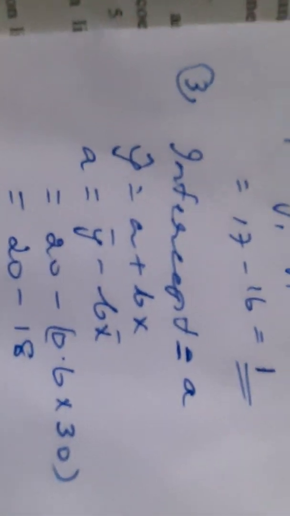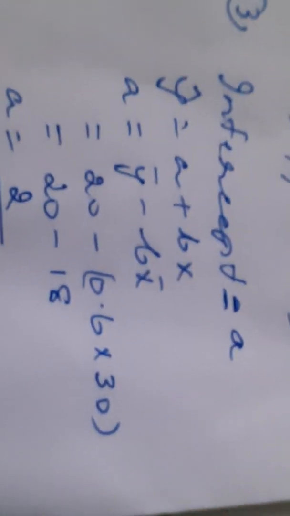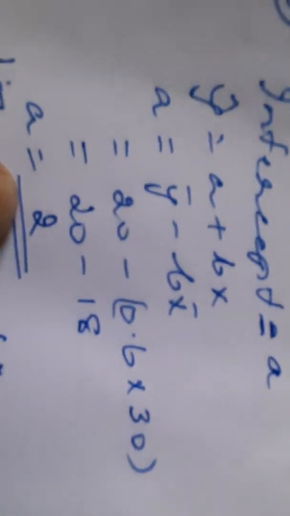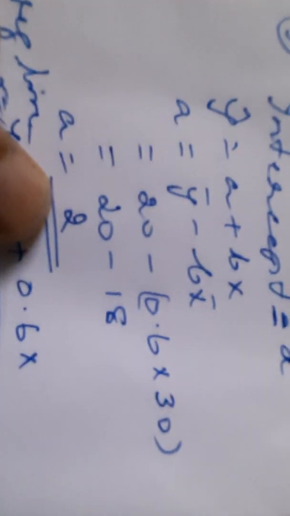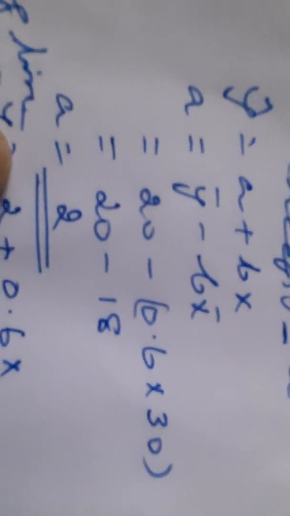So how to proceed on that? Intercept is equal to A. First you have to write that. Then y cap is equal to A plus bx, where A is equal to y bar minus b x bar. So put it in the equation. 20 minus 0.6 into 30, that is 20 minus 18. So A is equal to 2. So we got one answer, which will fetch you 1 mark.